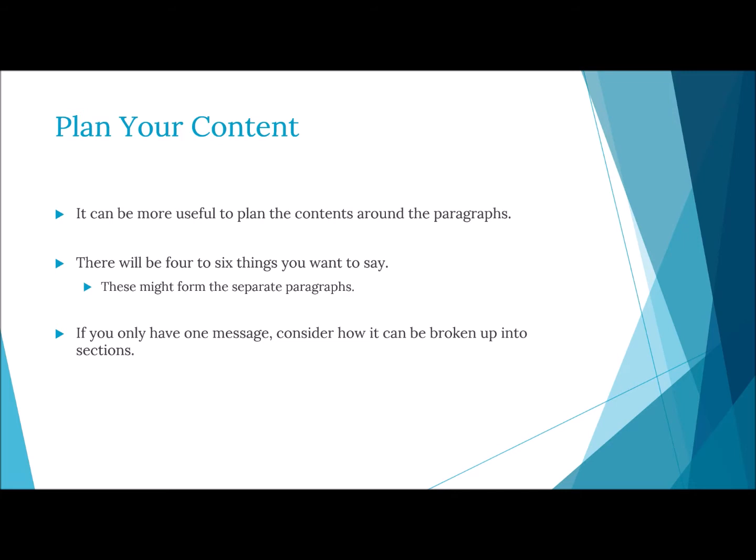And what I suggest for paragraphs is actually sometimes more useful to plan the contents around the paragraphs. So if you start off by having 4 to 6 things that you want to say about the main topic, those 4 to 6 things can then help to form the separate paragraphs. So you may have 6 paragraphs, you may have 4, you may decide to combine some things together. But originally, those 4 to 6 things are kind of your 4 or 6 separate ideas that you're going to break your overall piece down into.